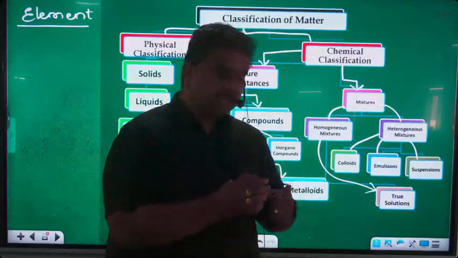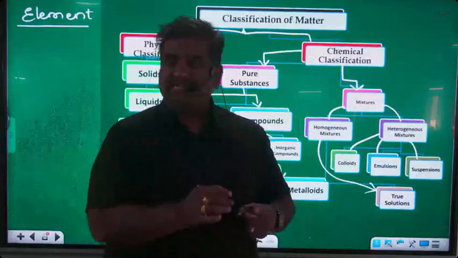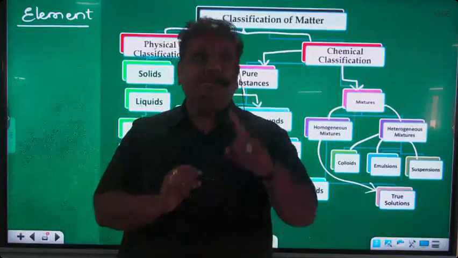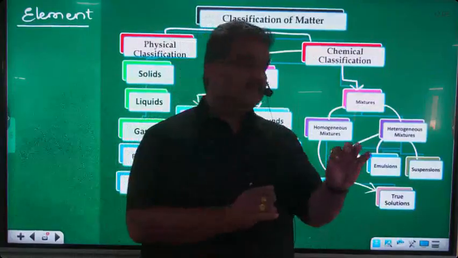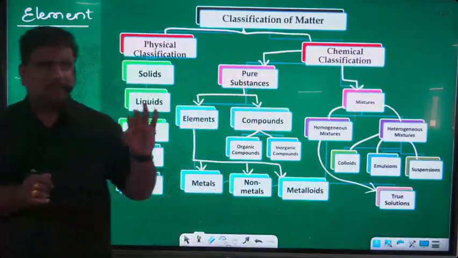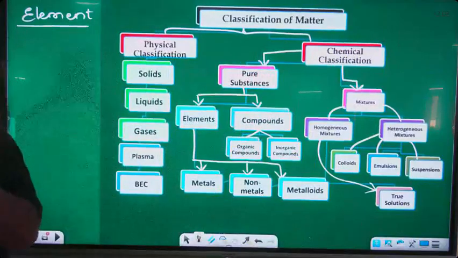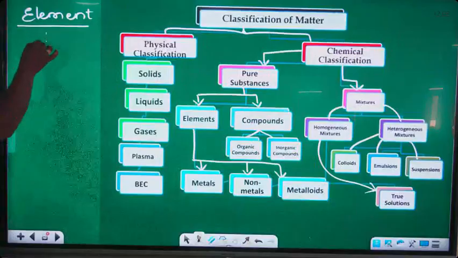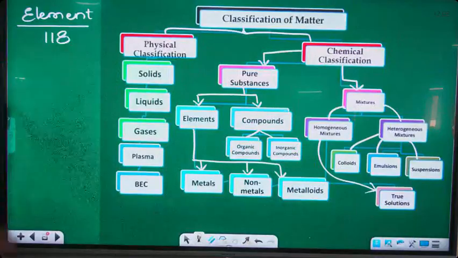So 6th period, how many elements does it have? 32 elements. The 7th period also has 32 elements. Even then, we say that it is incomplete, because the properties of the elements in the 7th period are still being studied, so we say it is an incomplete period. So the number of elements in the periodic table, 118 elements.